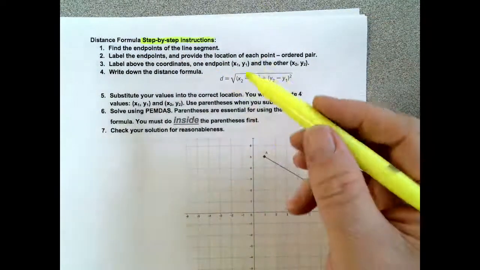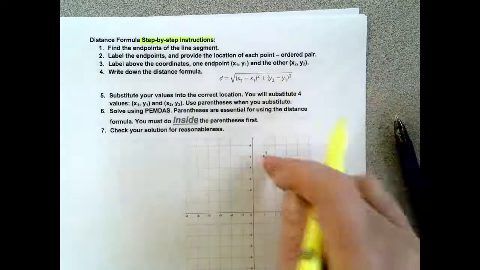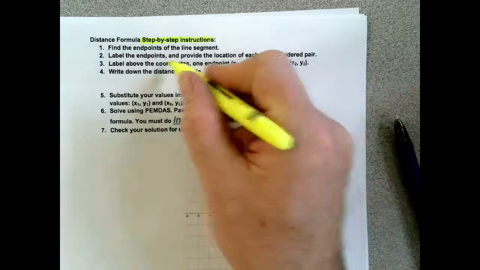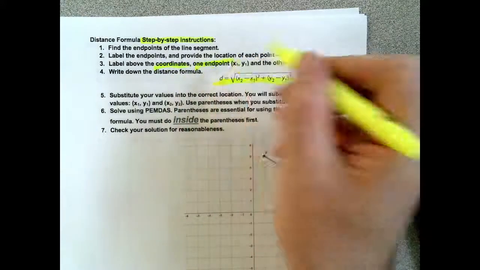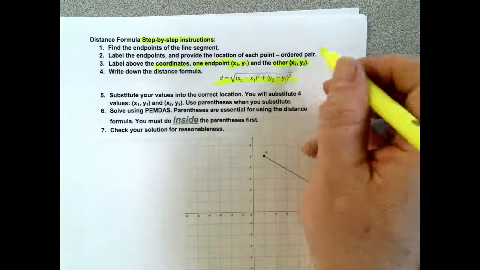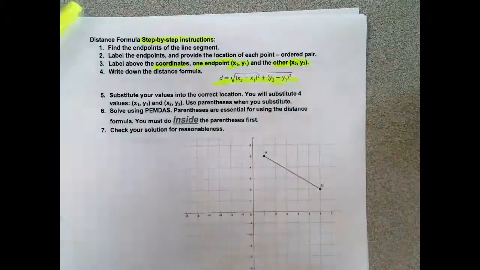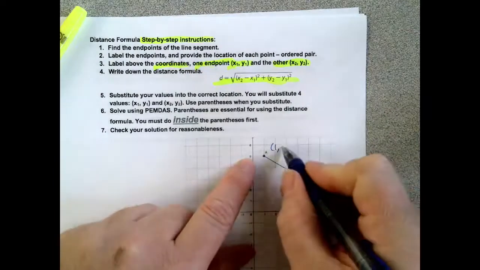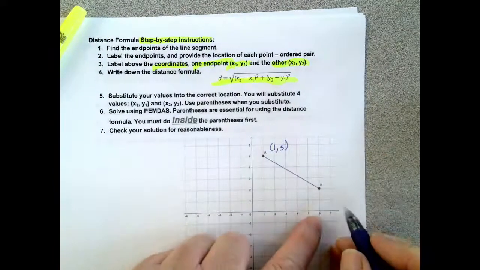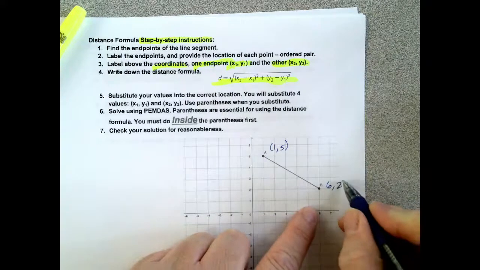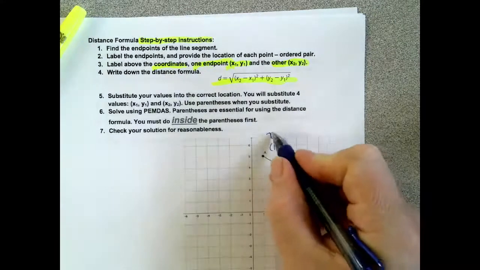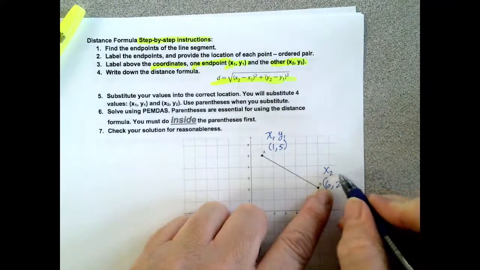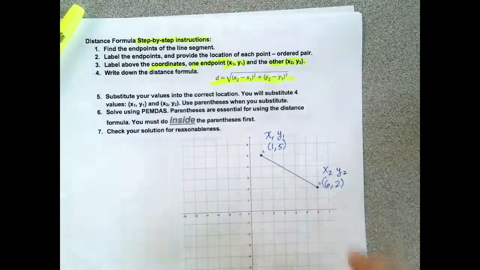Find the endpoints of the line segment. Okay, we found them there. We have the distance formula. It says we need to label the coordinates. One endpoint is x1, y1, and the other is x2, y2. So point A is at 1, 5. Point B is at 6, 2. Label x1, y1, your first pair of x's and y's, and x2, y2, your second pair of x's and y's.